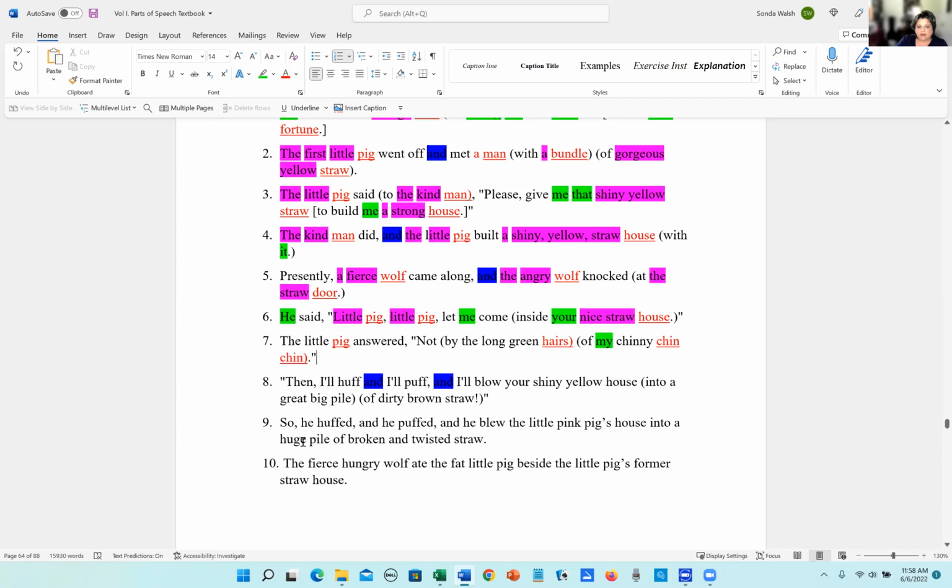Okay, now we go and we identify all of our articles, a, an, and the. Okay, now we go to our nouns and we ask which pig? The little pig. Which hares? The long green hairs. And which chin? The chinny chin chin.